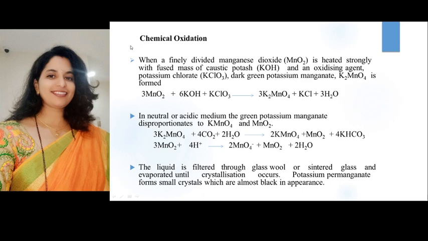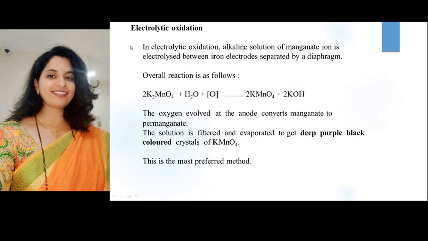A green colored potassium manganate is obtained. The fused mass obtained containing potassium manganate is treated with water and then converted into potassium permanganate either by oxidation or by electrolysis method. In neutral or acidic medium, the green potassium manganate disproportionates to potassium permanganate and manganese dioxide. The liquid is filtered through glass wool or sintered glass and evaporated until crystallization occurs. Potassium permanganate forms small crystals which are almost black in appearance.